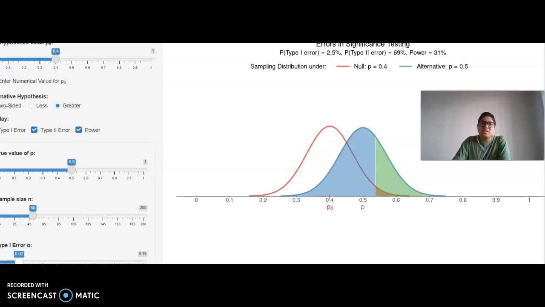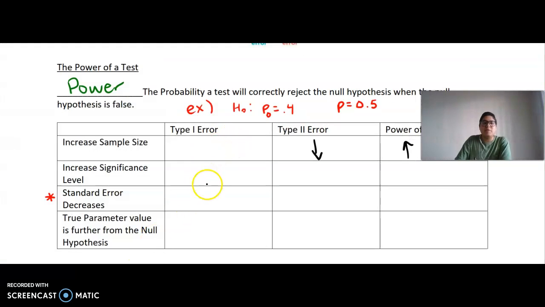If I lower my significance level, both my power and my type 1 error decrease and type 2 increases. But if I increase my significance level, we can see that power and type 1 error increase. So that's going to be our next chart that we'll complete there. So when we increase the significance level, power and type 1 errors are going to increase.